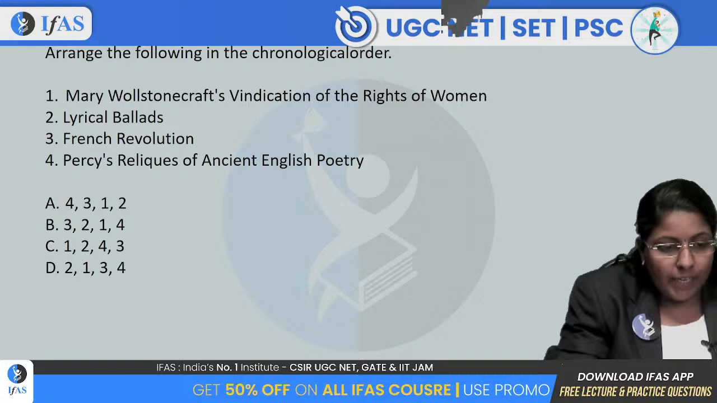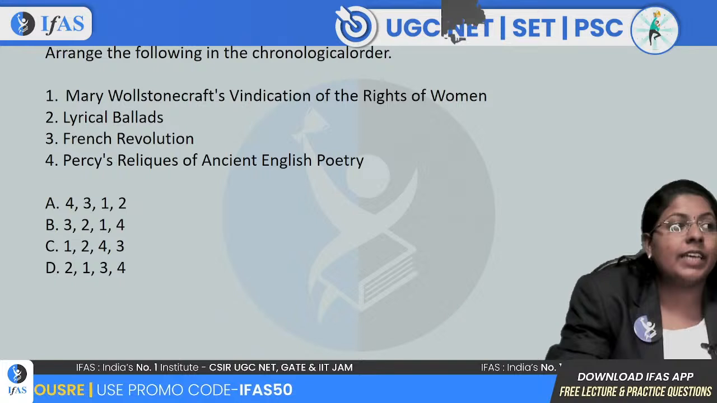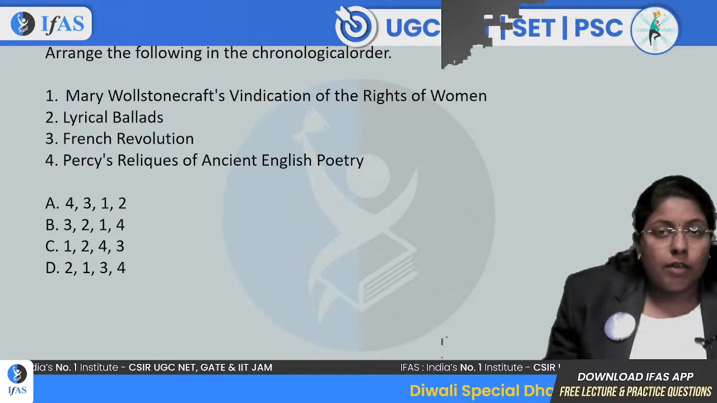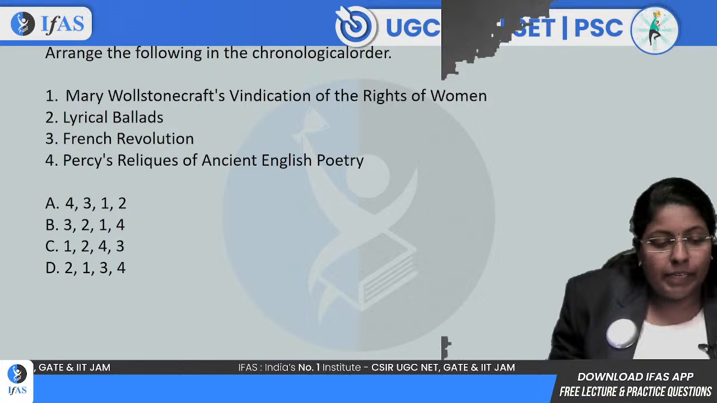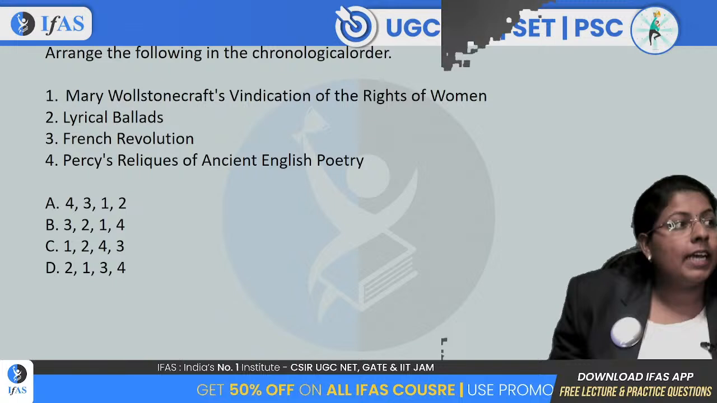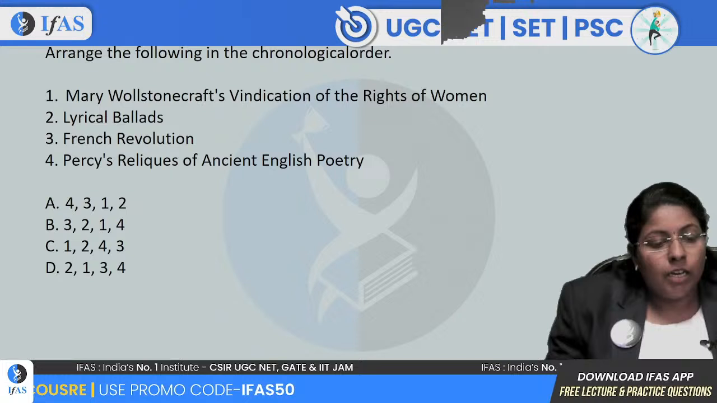So your third question is here. Arrange the following in the chronological order. See, chronological order is very important, guys. We have the options: Mary Wollstonecraft's Vindication of the Rights of Woman, Lyrical Ballads, French Revolution, and P.B. Shelley's Reliques of Ancient English Poetry. Tell me the answer for this question. Which comes first, which comes second, which comes third?